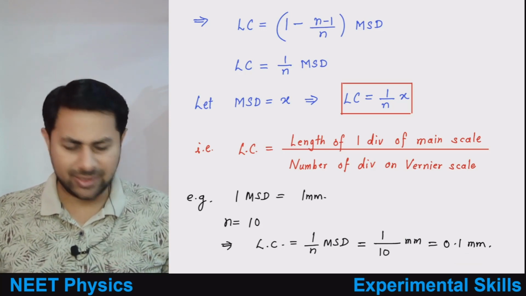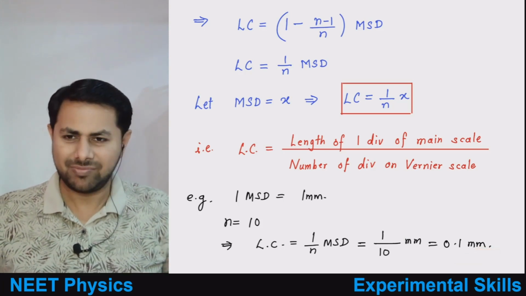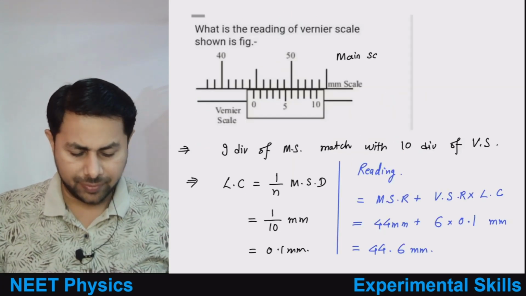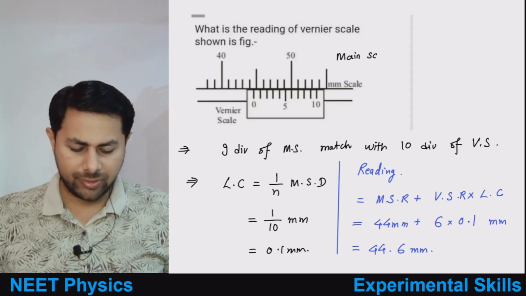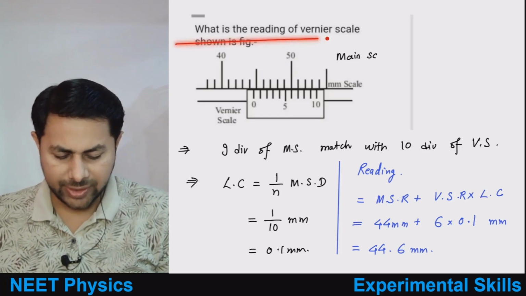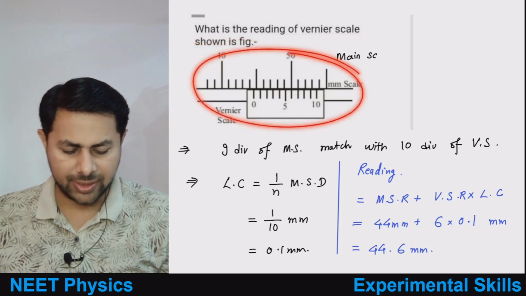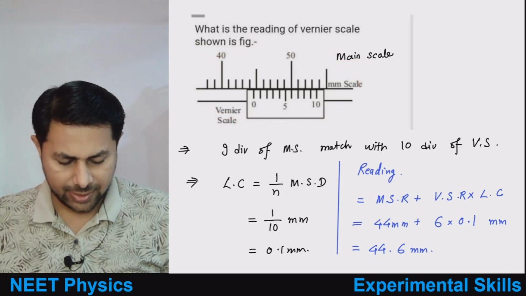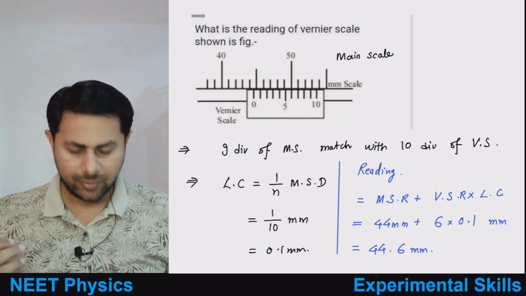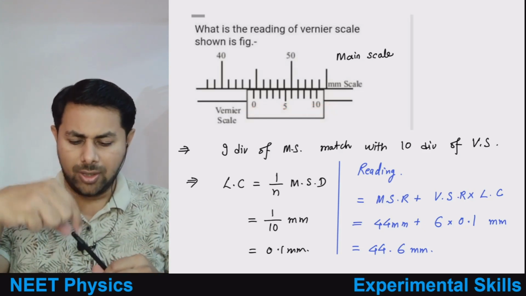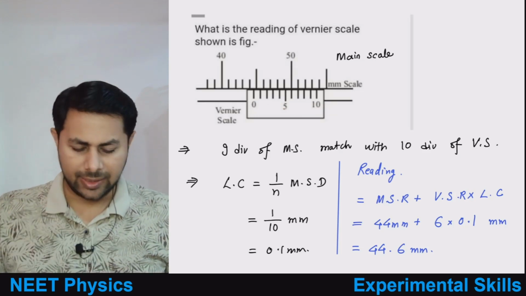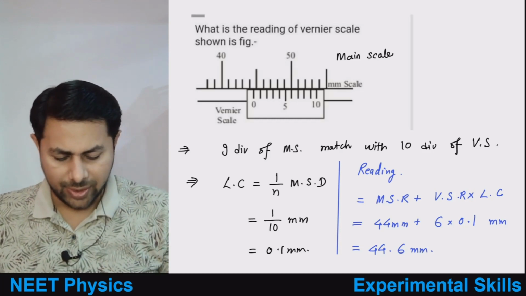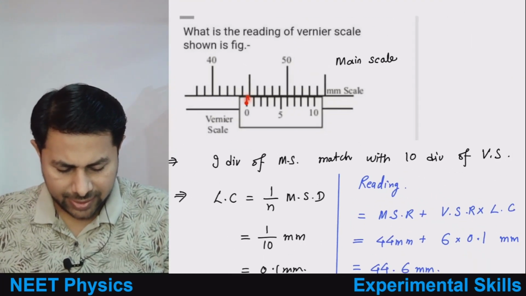Okay, so this is a specific example, but most of the time this would be the scale. Now let's see how we take the reading. Okay, so what is the reading of the vernier scale shown in this diagram? This one is the main scale and this one is the vernier scale. Suppose you hold some object in the jaws, and then the vernier scale will shift. Okay, so now you will see this reading.